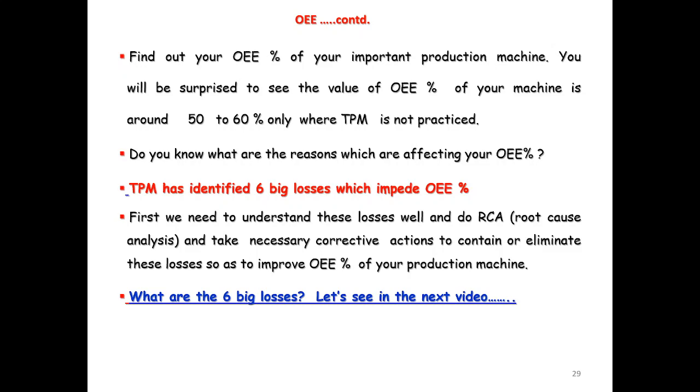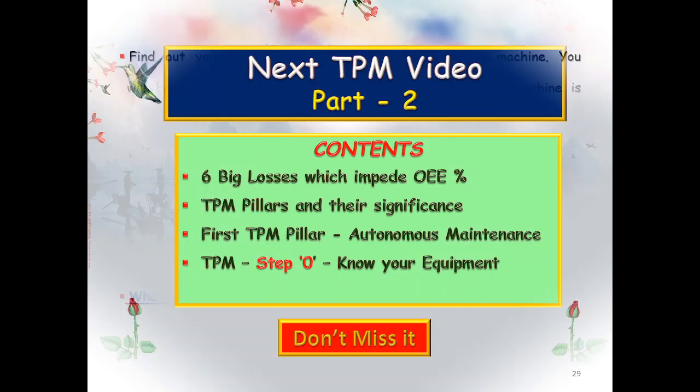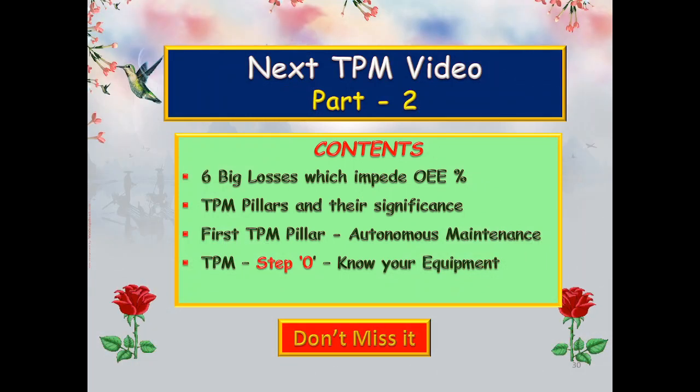We have come to the concluding part of this video. My next video on TPM will be focusing on what are the big 6 losses which impede OEE percentage, what are the TPM pillars and their significance, and what is autonomous maintenance, TPM first step zero, that is no equipment. Don't miss it.